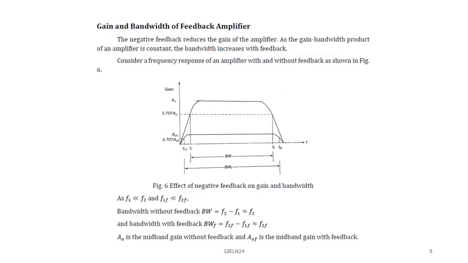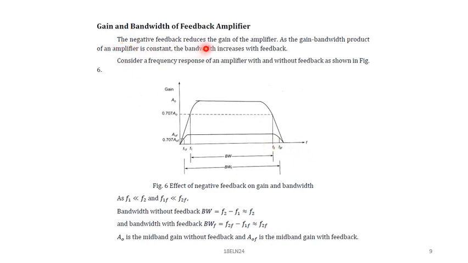Next, about the gain and bandwidth of feedback amplifiers. If I draw the frequency response of any amplifier, the frequency response means the variation of gain with respect to frequency. In the x-axis you can observe there is frequency, and the y-axis I'll write as gain. As we increase the frequency, initially the gain will increase, and at the mid frequency the gain will be constant, and at the high frequency again there will be a reduction in the gain. So this is called the frequency response of an amplifier.